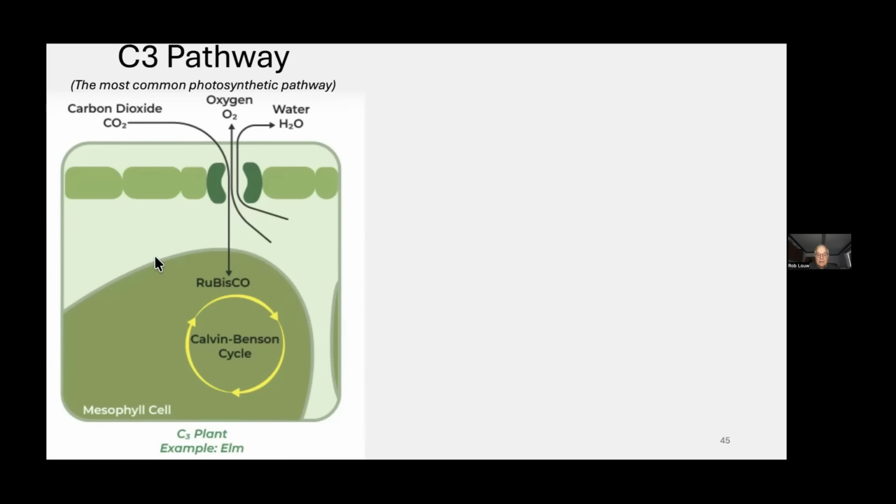And the oxygen that's produced in the process is then expelled through the stomata, and some water is also lost through those holes. This is the most common pathway, and I'm going to take you through a series of steps which will describe what happens here.